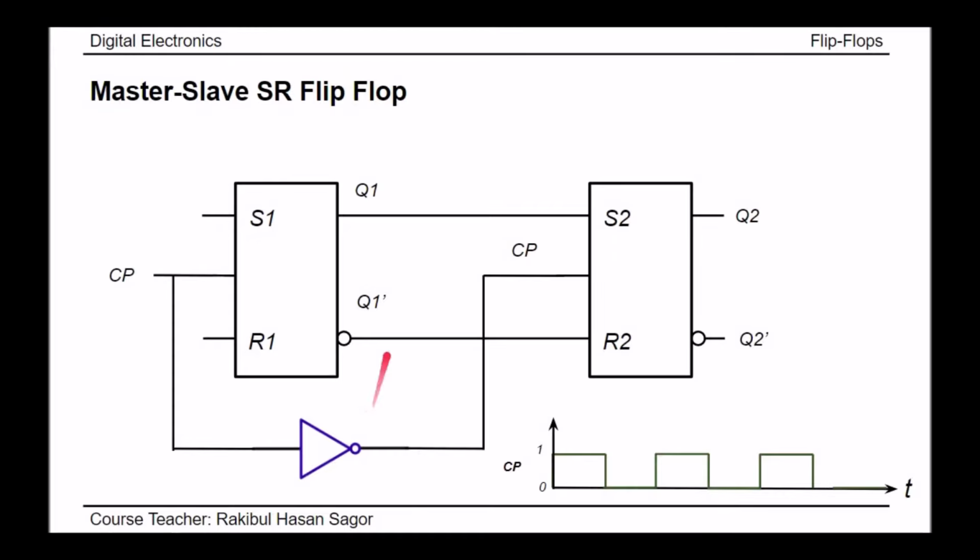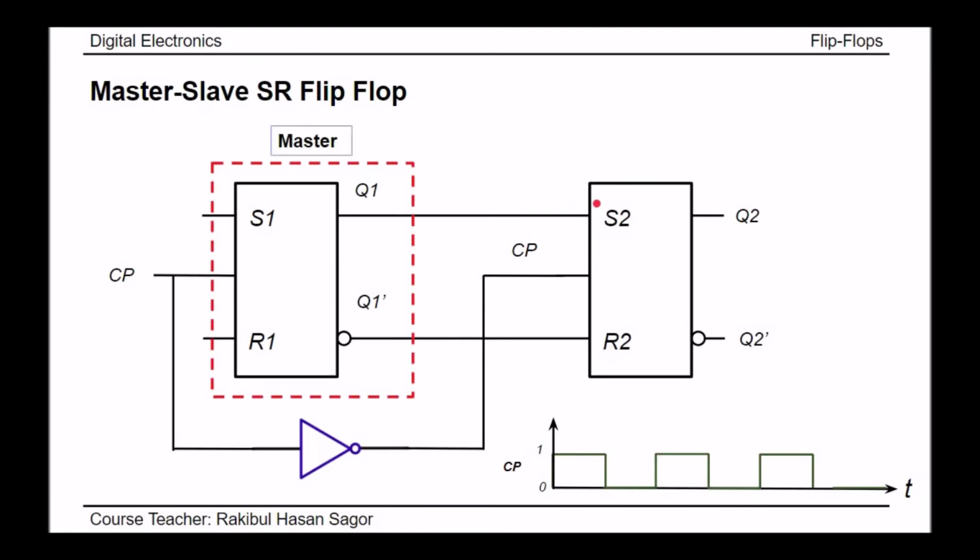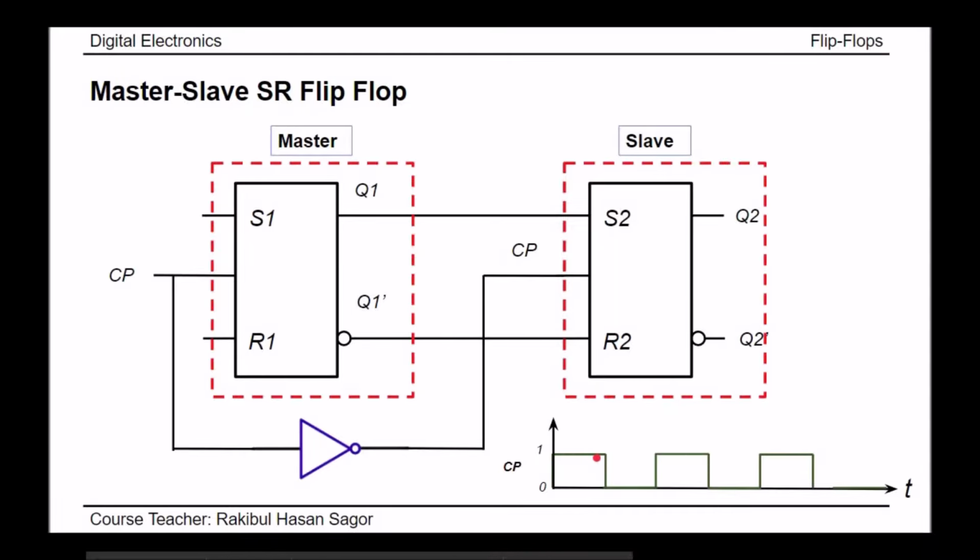This first flip-flop is termed as master flip-flop and the second flip-flop is termed as slave flip-flop. How it operates: when we give clock pulse signal equal to 1, as we can see, both the flip-flops are level triggered flip-flops. When the clock pulse signal is 1, the master flip-flop is activated. When clock pulse equal to 1, if we give set input, the set input will be transferred to the output of the master flip-flop. But when clock pulse is equal to 1, due to this inverter, the input for the slave clock pulse is 0.